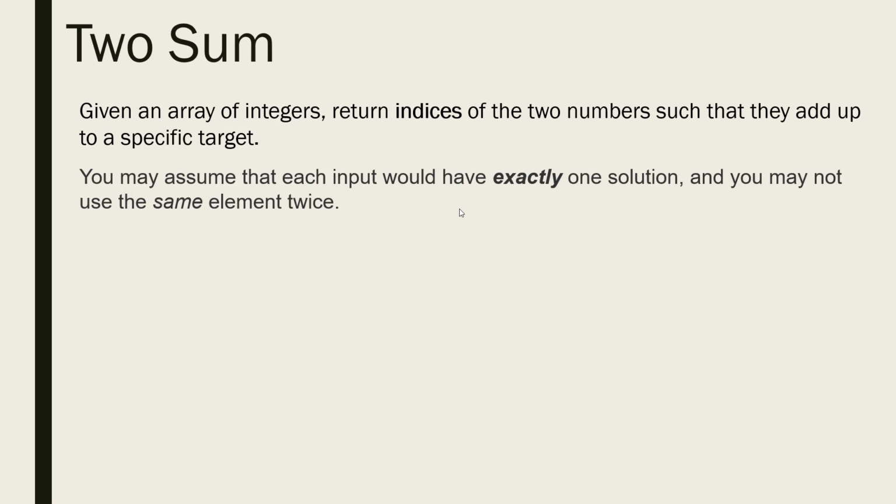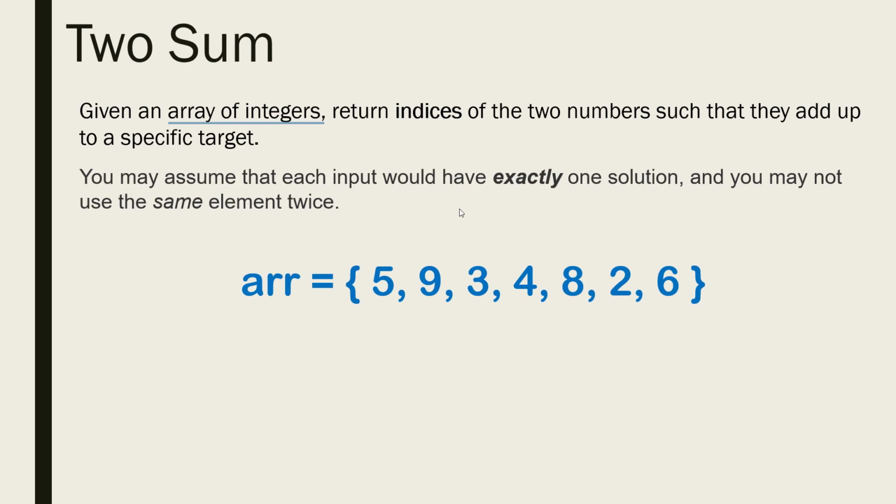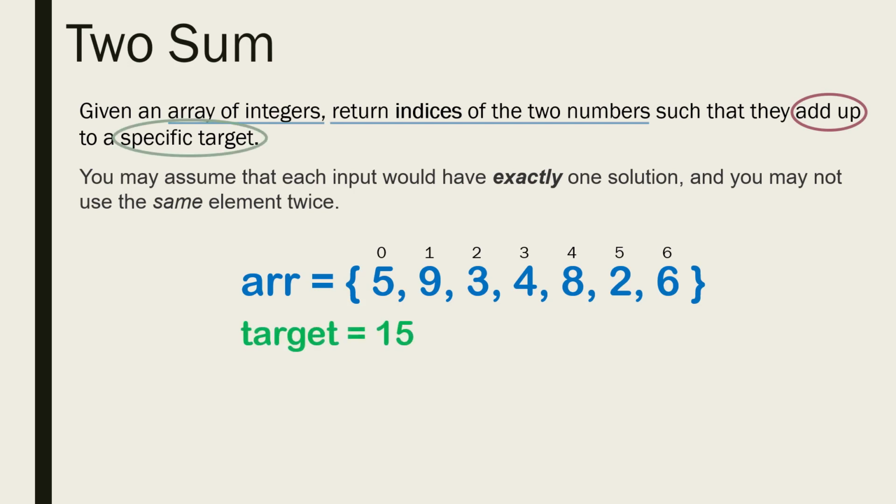Given an array of integers, so we have, for example, this array, we would need to return the indices of the two numbers. So it is important for us to keep note of their indices. So let's put the indices there, such that they add up, take note of that, to a specific target. So our target is 15.